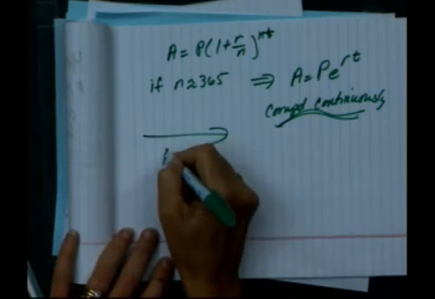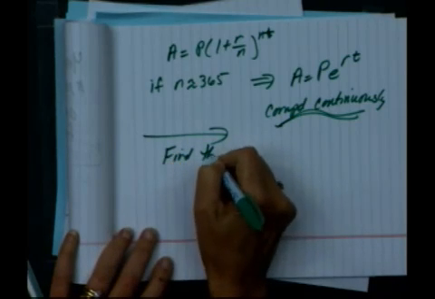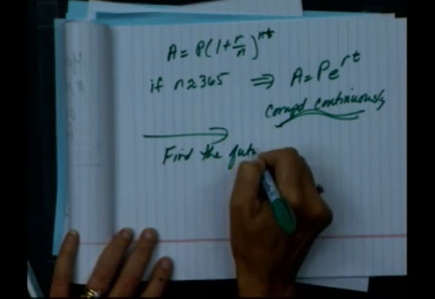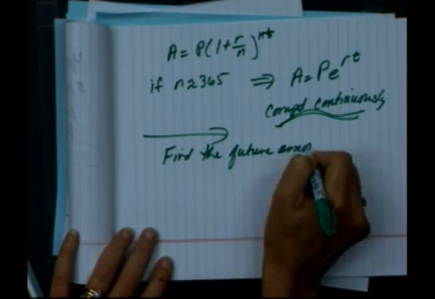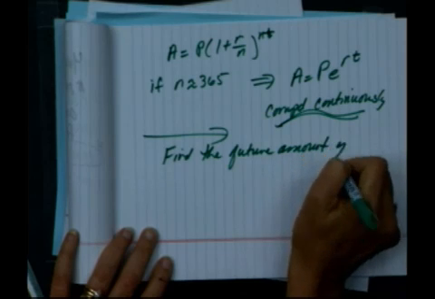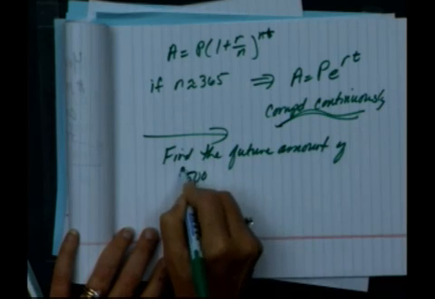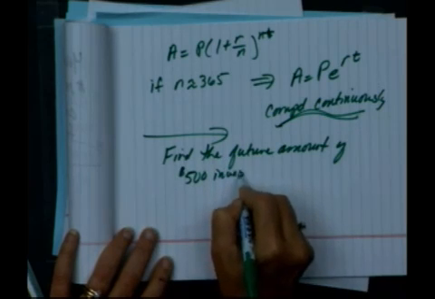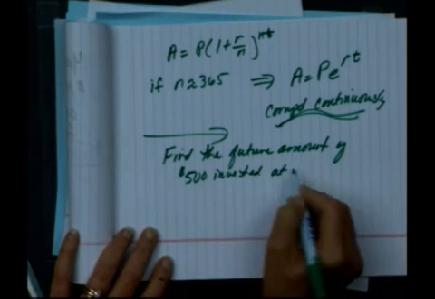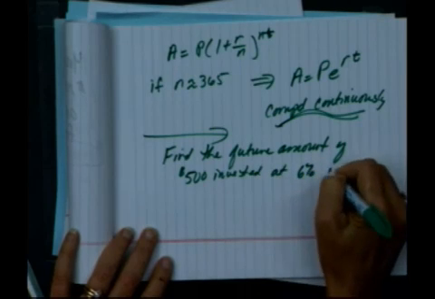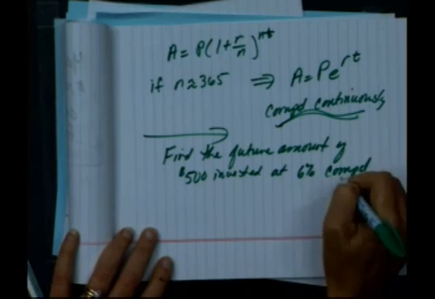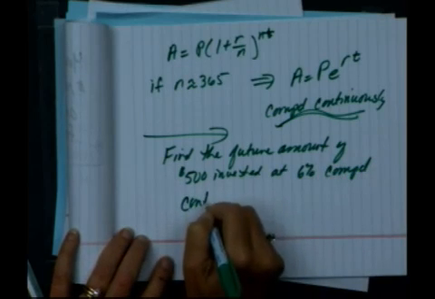All right. Find the future amount of $500 invested at 6% compounded continuously.